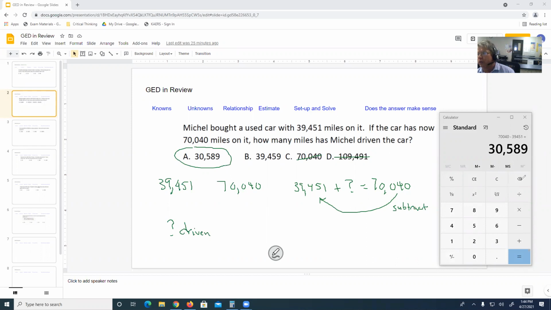So if I wanted to double check that, I could. Let's see here. So if I'm at 39,451, if I add to that the 30,589, hopefully that does give me the 70,040. So it does check out. Okay.